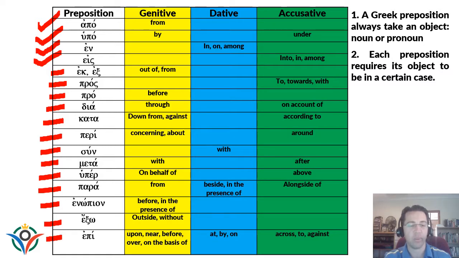And then finally we have epi, which also takes its object in all three cases. So the genitive can be translated as upon, near, before, over, on the basis of, with the dative at, by, or on, and then finally the accusative across, to, or against.